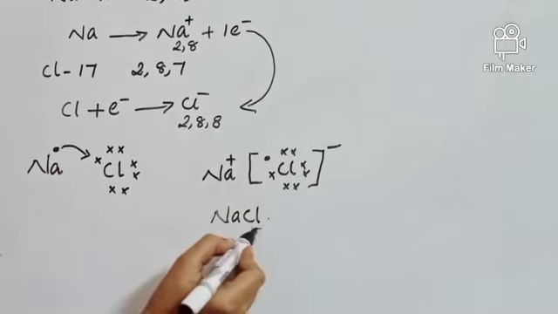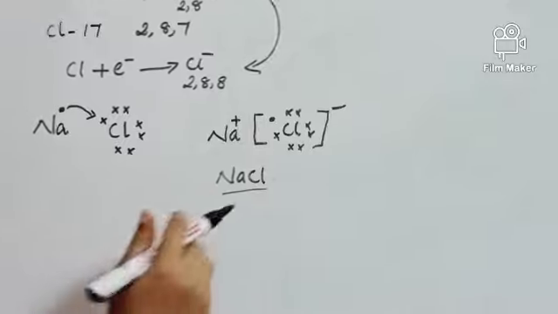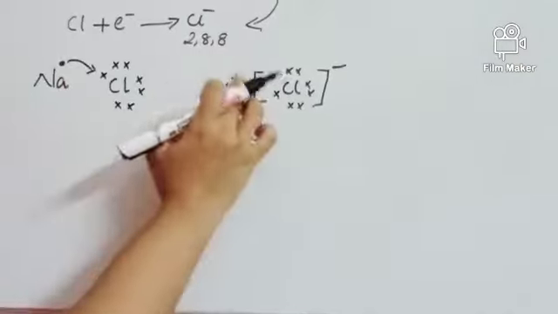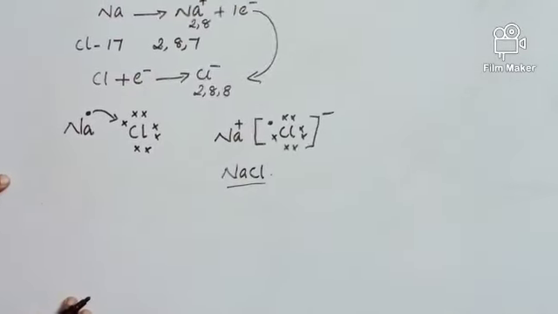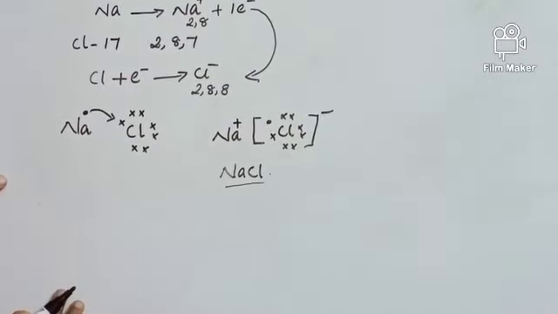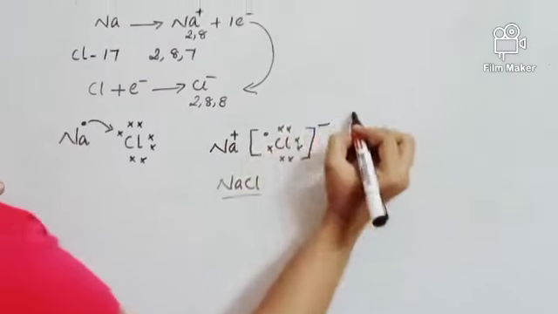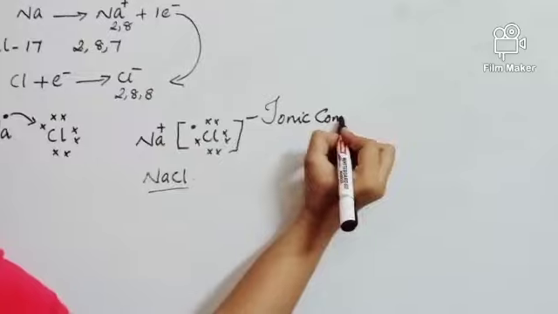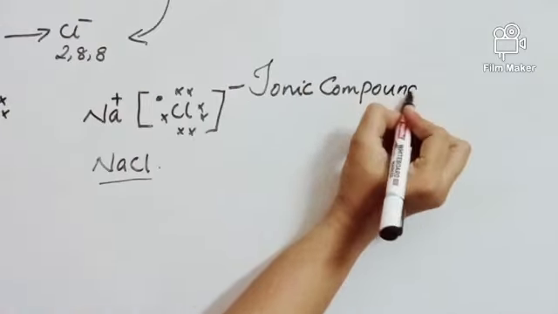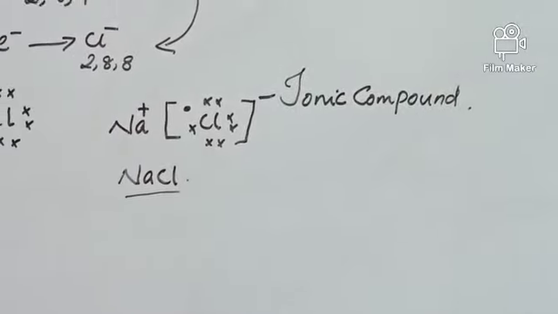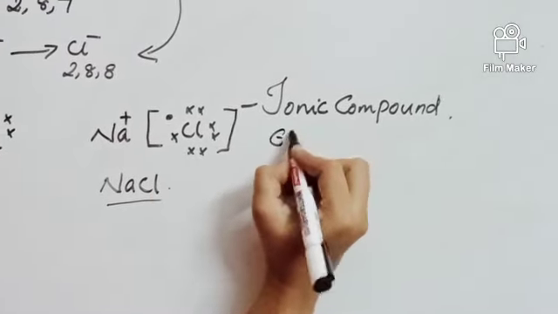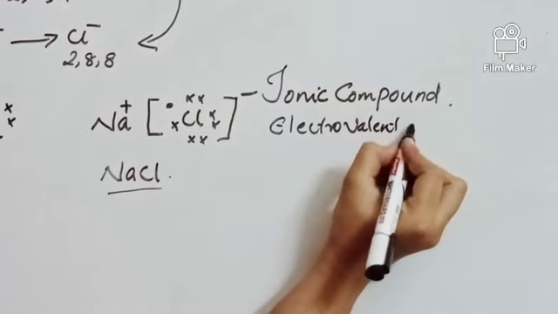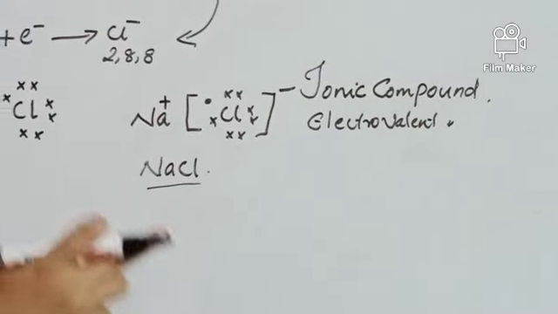So this is an ionic compound, because an ionic compound means a compound formed by positive and negative charges. A positively charged ion is called a cation and a negatively charged ion is called an anion. So this is an example of an ionic compound. Sodium chloride is an ionic compound. So when metals and non-metals react, they form ionic compounds or electrovalent compounds. Ionic compounds are electrovalent compounds. Okay children, understand?